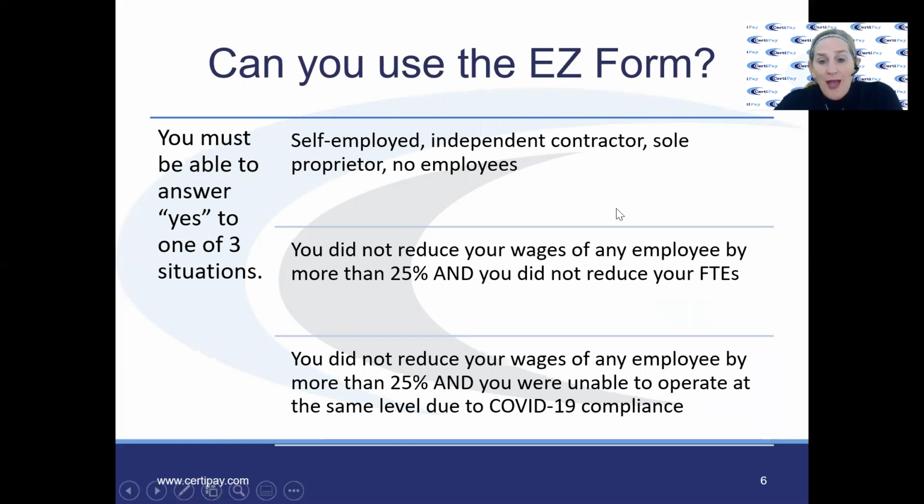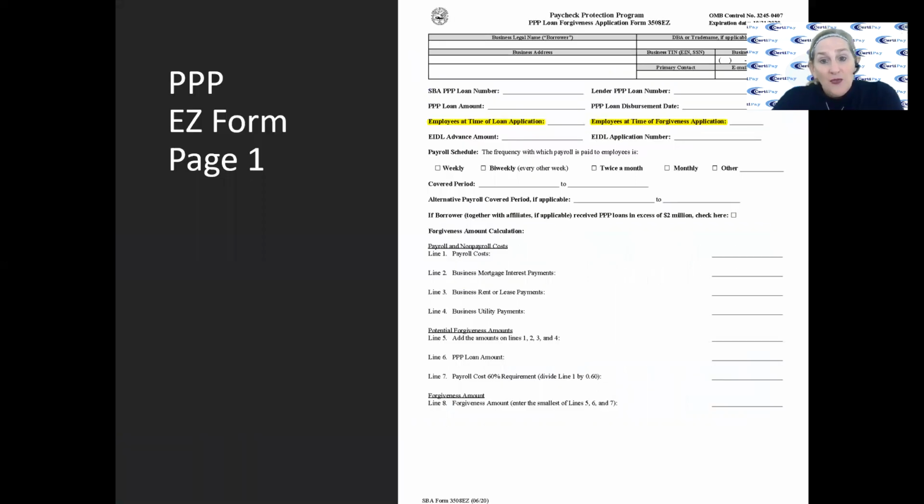And under the easy form, you have to be able to say yes to one of these three scenarios. And if we use our FTE count and you know the wages did not get reduced for each employee, then option number 2 would be a yes, and therefore you'd be able to use the easy form. So on the easy form, you can use this report, and you're simply going to add your before employee count and after employee count right in the beginning of this application form, and then use this report as backup.